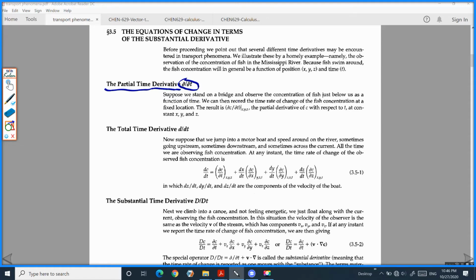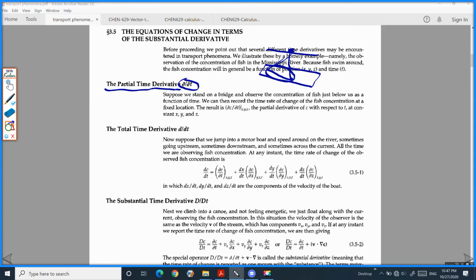Suppose we stand on the bridge and observe the concentration of the fish just below us as a function of time. You are here at this point on the bridge. There is a lake here. Just observe the fish concentration below you. Let's say your eye observes the concentration in this area. Okay, so you can record the time rate of change of the fish concentration at the fixed location.